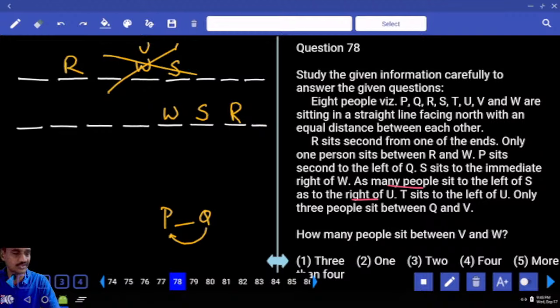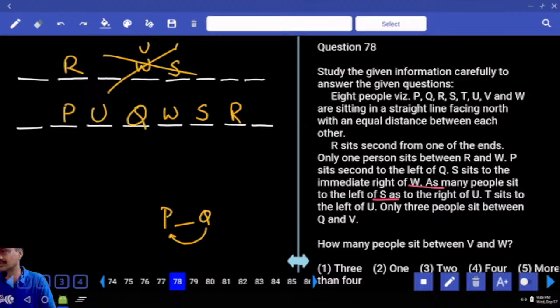Then, left hand side of S and right of U, yes, there are 2. Left hand side, there are 2. S and U must be equidistant. Then P and Q must be in the alternate place. And P is seated second to the left. The only possibility is P and Q must be like this.